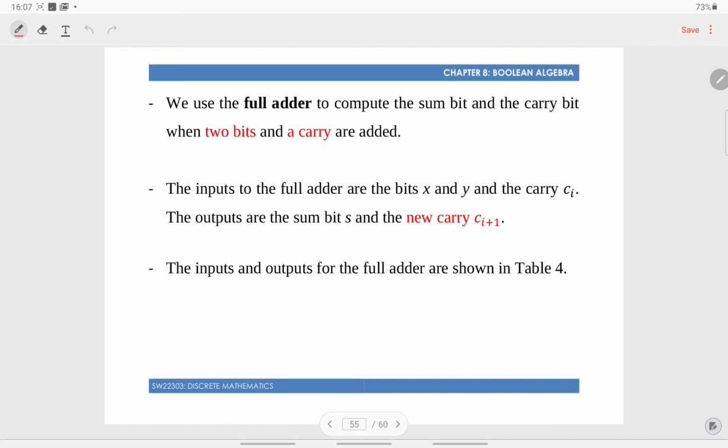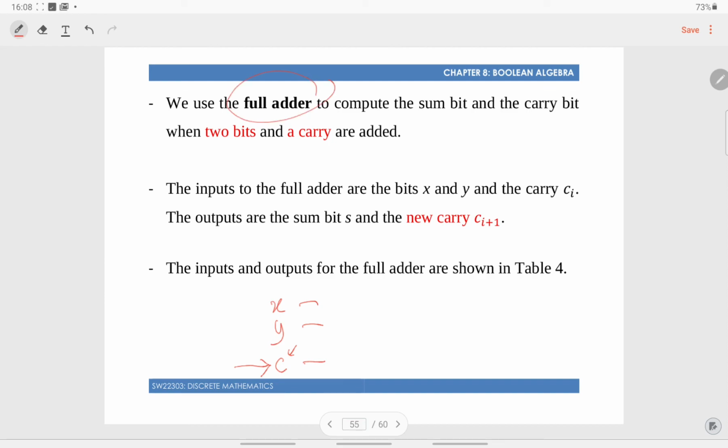Okay, we use the full adder to compute the sum bit and the carry bit when two bits and a carry are added. That means other than x and y, previously we have only x and y, we also have another input which is c. So this c comes from another addition, from another circuit. So it goes to our circuit. So our circuit for the full adder, we have x and y, which are the original inputs, and we have an additional input, which is c, that comes from the previous addition. So we call this kind of circuit a full adder.